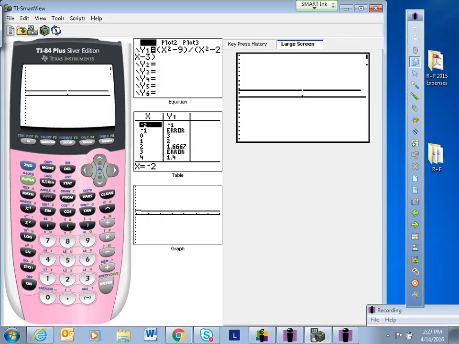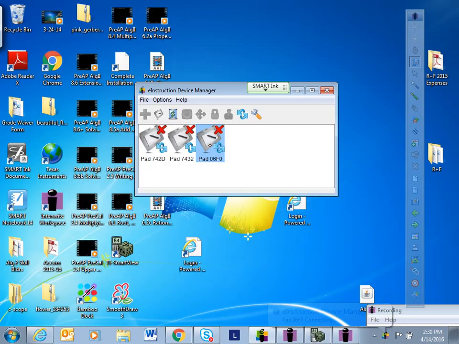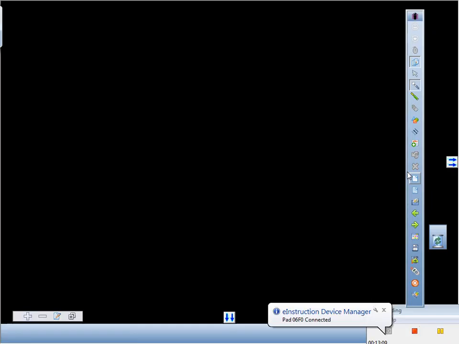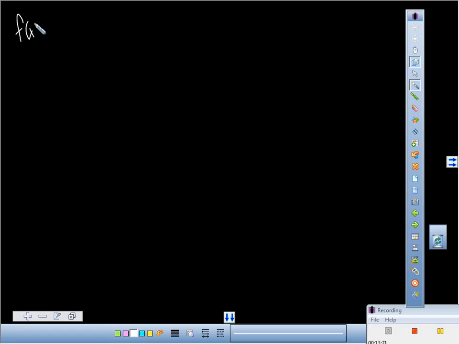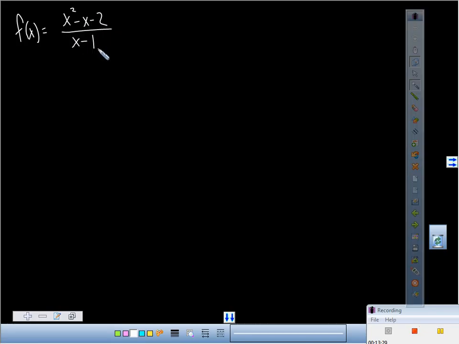So the only thing that you've not seen is a slant asymptote. Okay? So let's do a slant asymptote. f of x is equal to x squared minus x minus 2 over x minus 1.